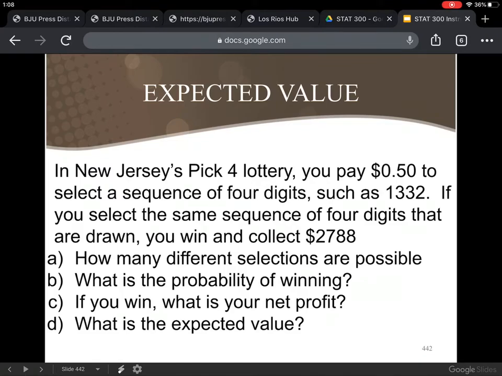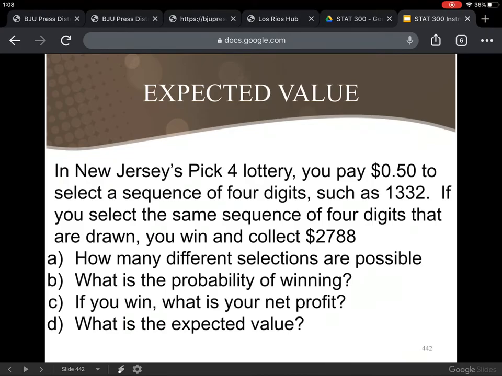Pay 50 cents to select a sequence of 4 digits, such as 1332, so you can reuse the numbers and so forth. If you select the same sequence of 4 digits that are drawn, you win and collect $2,788. Okay, first question, part A. How many different selections are possible?